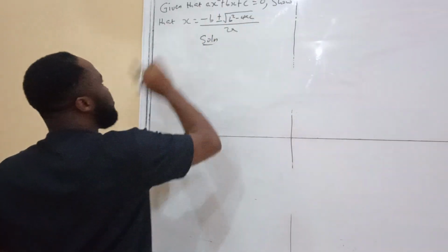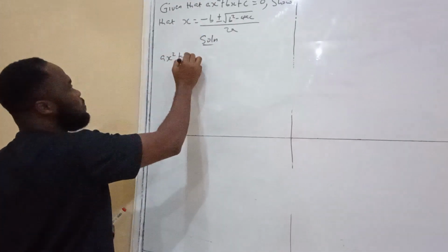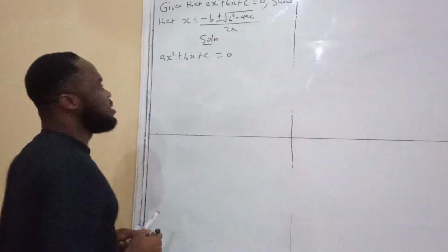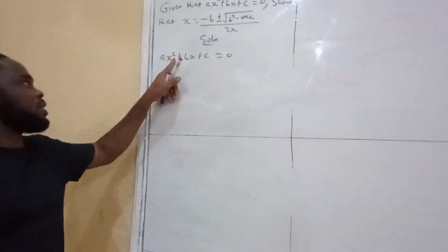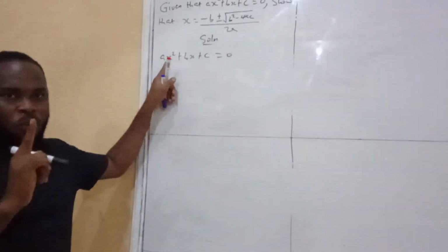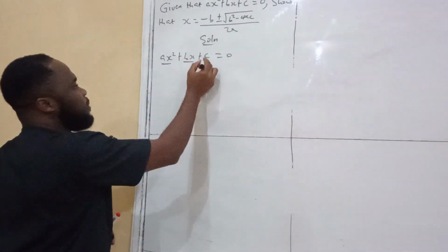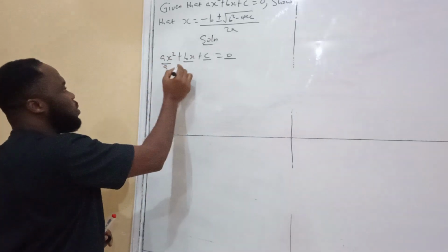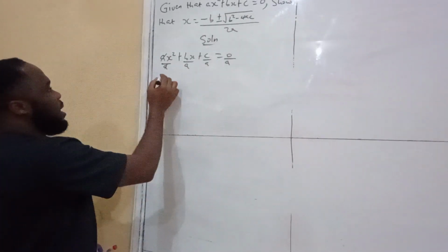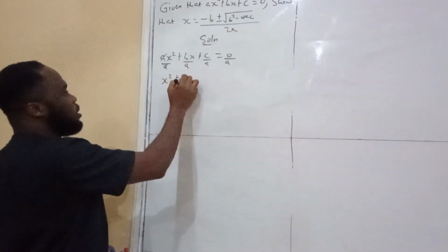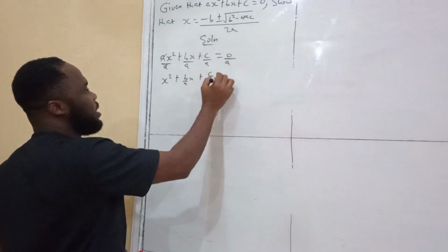So, solution. Starting from what is given to us, we are given that ax squared plus bx plus c equals 0. Now the first thing to do is make the coefficient of x squared to be 1. And how do we remove this a? By dividing each term by the coefficient of x squared, which is a. When we do that, a will cancel a, and we're left with x squared plus b over a multiplied by x, then plus c over a equals 0.